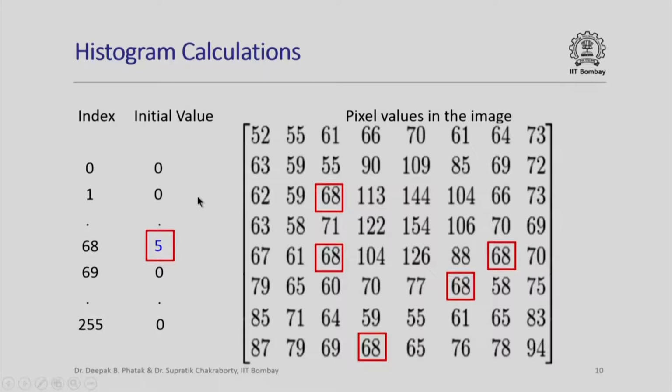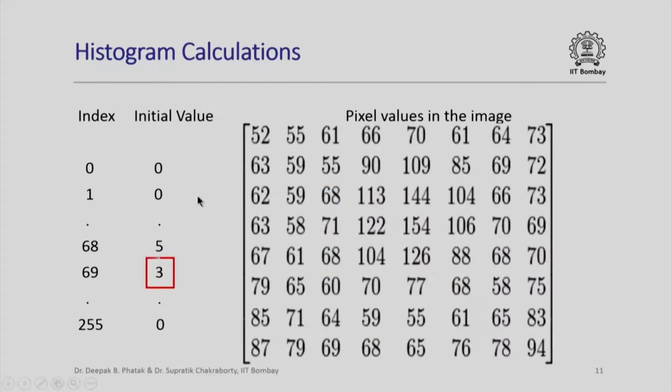I could do the same thing for the pixel value 69. The count will be 3 because there are exactly 3 pixel values here. This apparently works properly. If I repeat this process for each pixel value from 0 to 255, I will have the entire count correctly calculated.